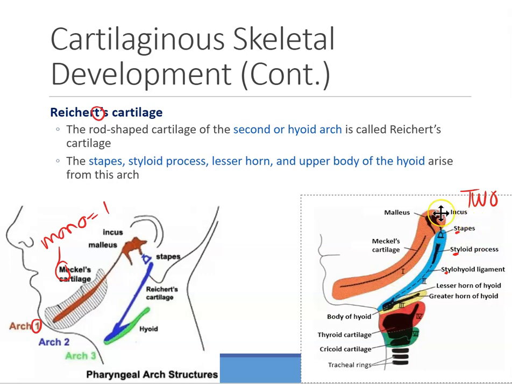The stapes bone, which is part of the ear, the styloid process, and the Stylohyoid Ligament. It's a ligament that connects the styloid process to the horseshoe-shaped hyoid bone, and also the lesser horn and upper body of the hyoid.